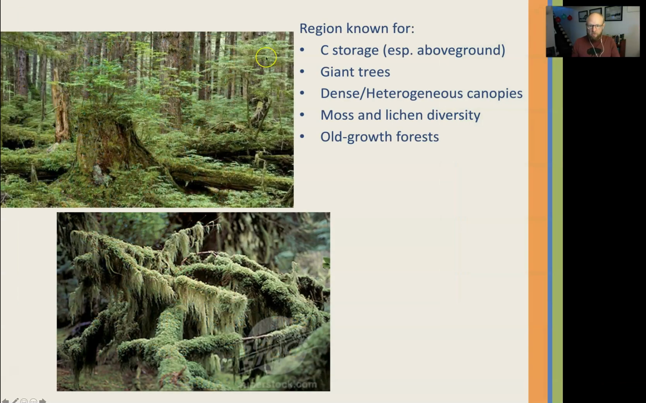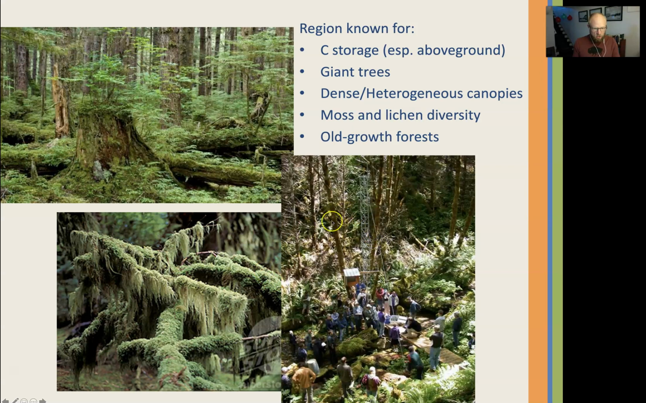So let's move forward. Here are a couple of pictures, examples of what the forest canopy and the understory look like. Some of the things we'll talk about in this section, things that this area is known for, are carbon storage, the amount of carbon storage, especially above ground, and that contrasts with the boreal forest where lots of the carbon storage was below ground. The size of the trees, the structure of the forest canopy, moss and lichen diversity, and we'll talk specifically about old growth forests just a little bit at the end.